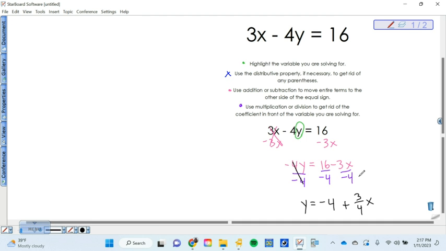Okay. I will give you until 2:27. 10 minutes to work on the other side. The top two are a little bit different. You just need to use the distributive property to get rid of the parentheses. Okay? The bottom 4 are all just like this one.